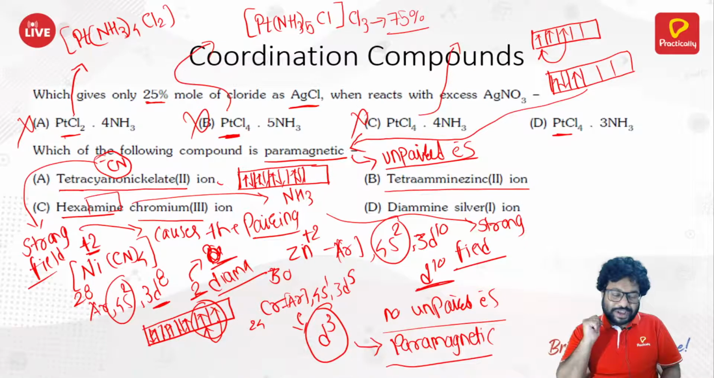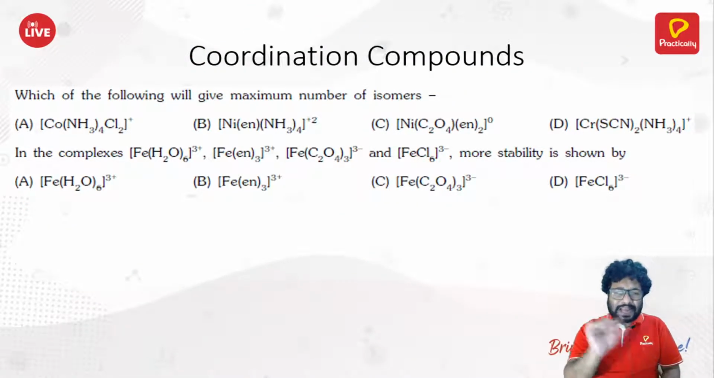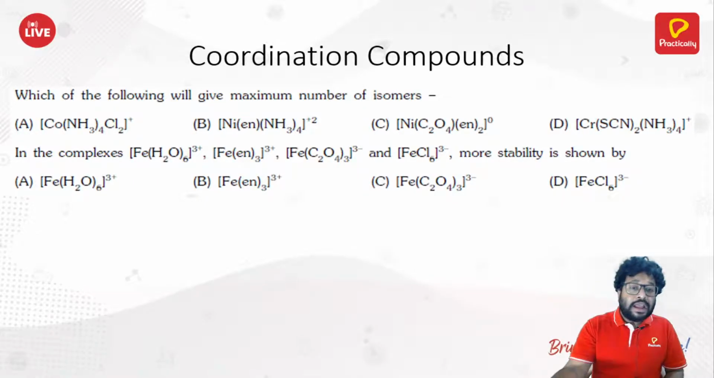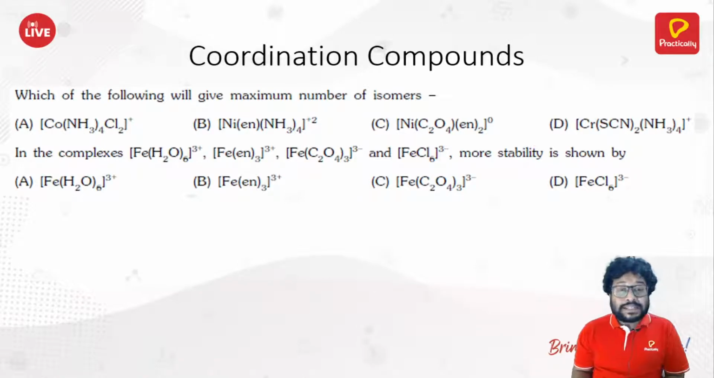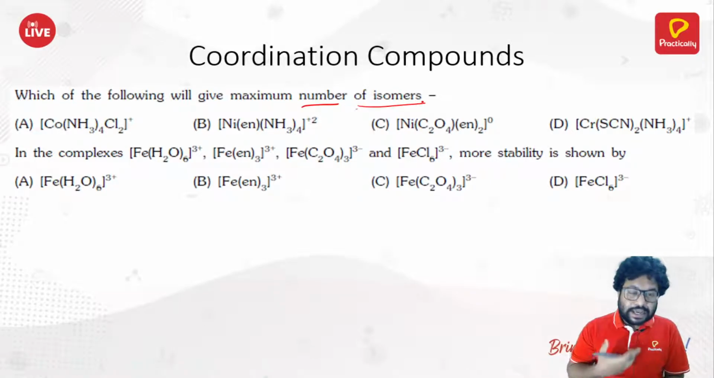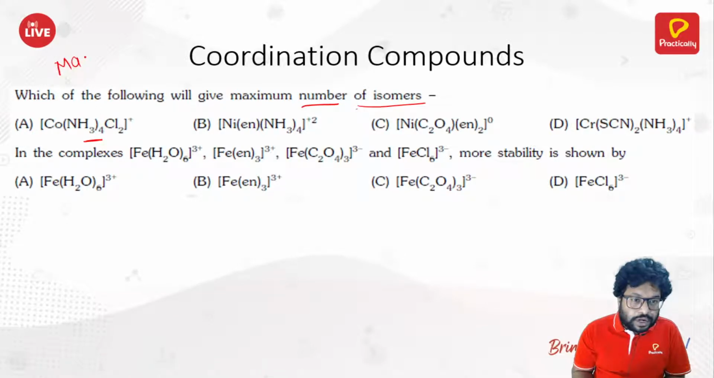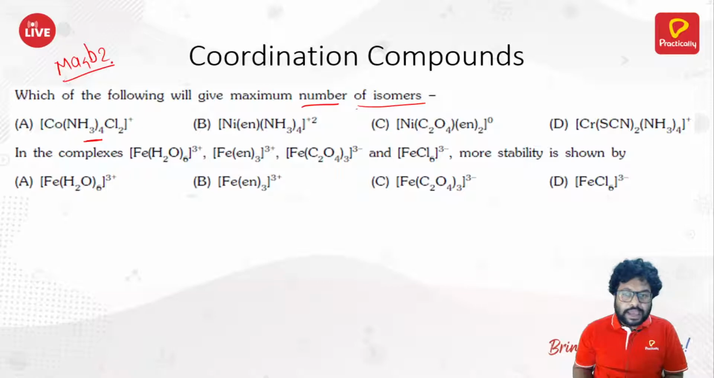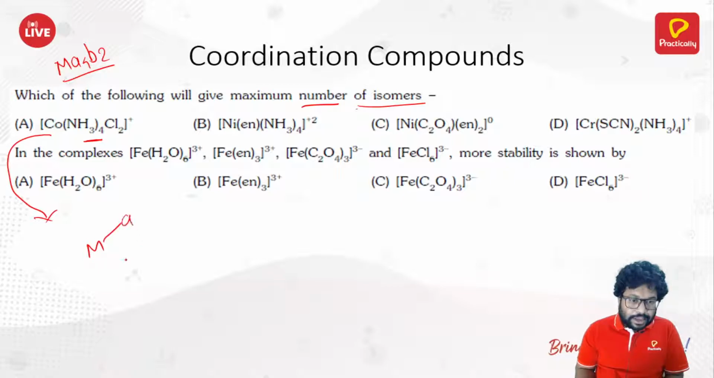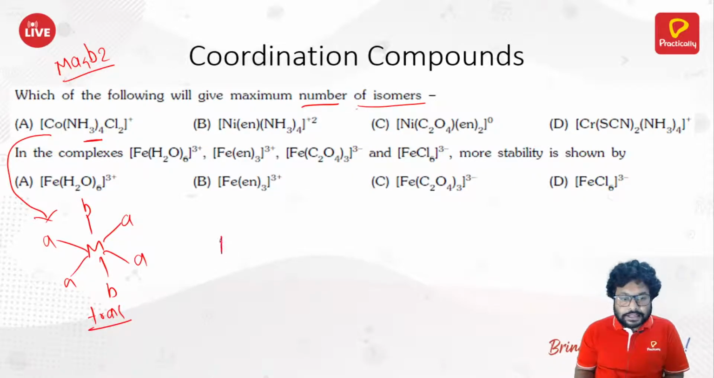Okay, so moving ahead. Now, the last 2 questions of today's session. Which of the following will give the maximum number of isomers? Which compound would give you the maximum number of isomers? Now we need to calculate it. So this is Ma4B2 type. This compound can show you like this: M, A, A, A, and you have a B. This is trans. How can you write a cis? A, A, A.